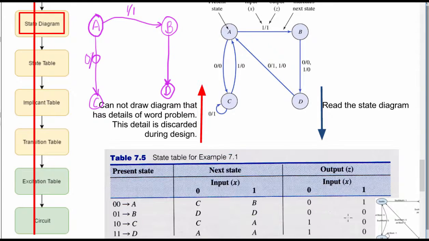And it's going to output a 0 no matter what. So we would write down, okay, if it's a 0, it's going to output a 0. And if it's a 1, it's going to output a 0. But no matter what, it's going to go to D.